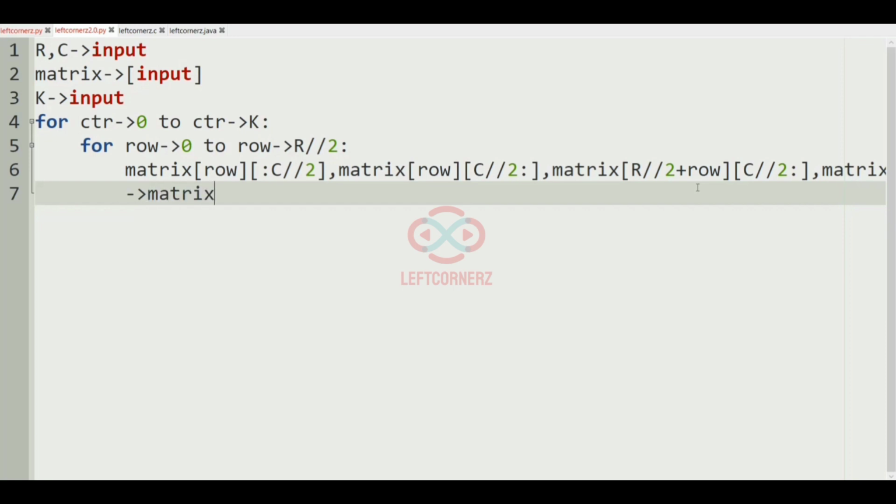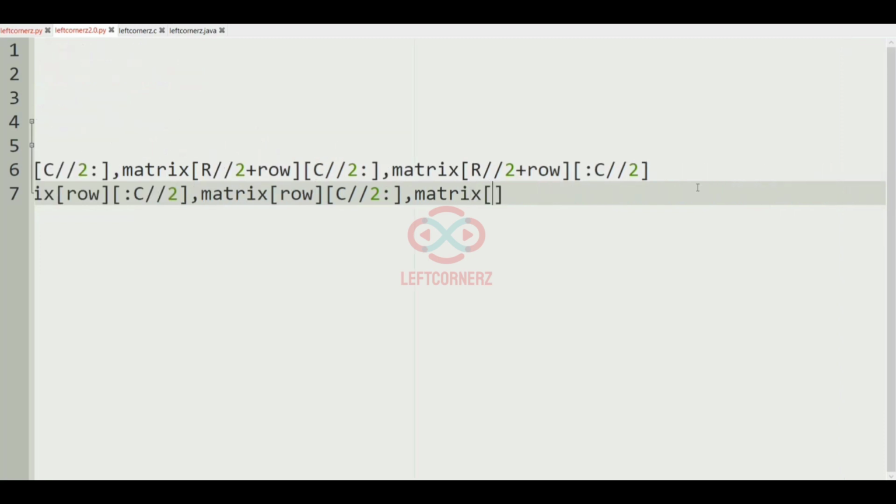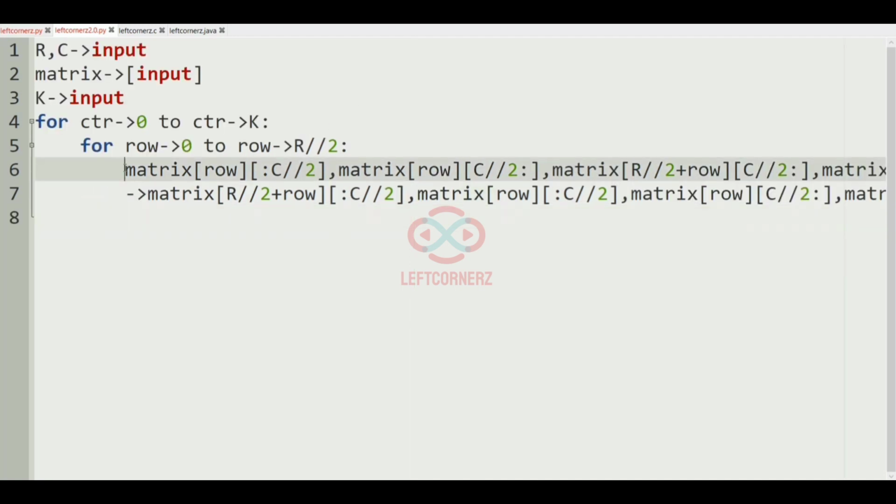After this, we'll have the matrix of R by 2 plus row, colon C by 2, and then the matrix of row, colon C by 2, and then the matrix of row, C by 2 onwards. As you know, in rotation they come again and again. So matrix of R by 2 plus row, and then C by 2 onwards. After this we'll just print the matrix, and that will be our output.